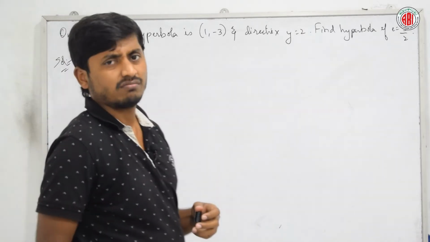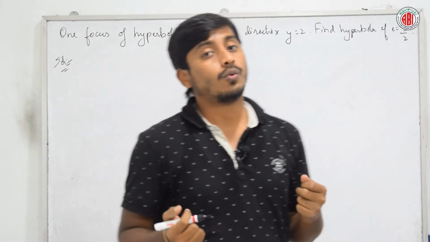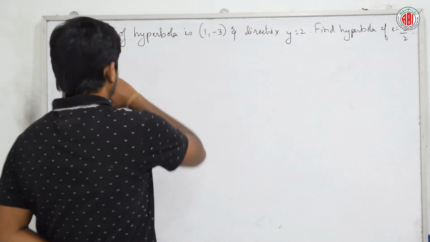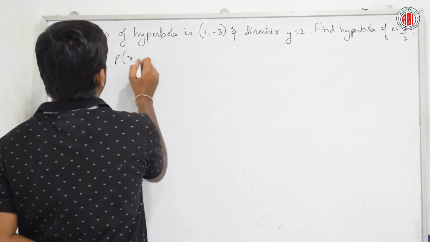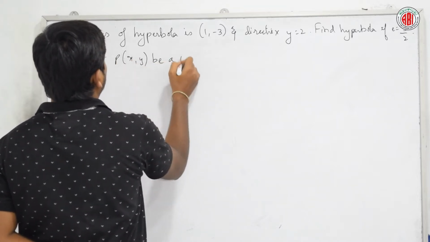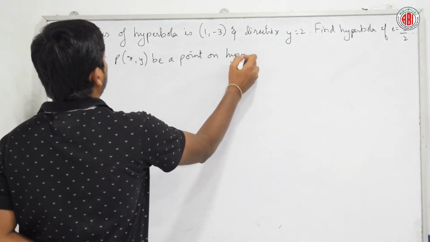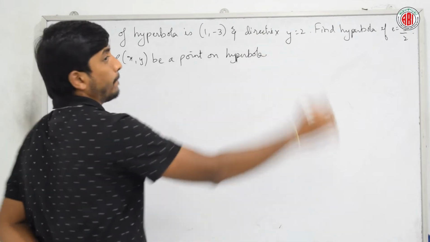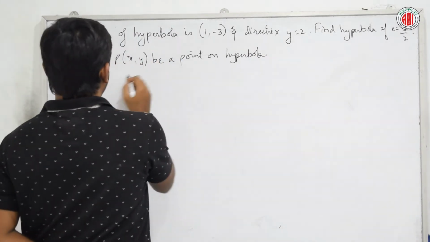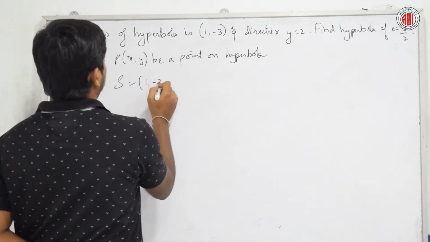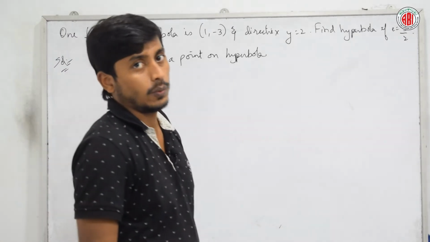Right. So we'll put it as SP by PM equal to E and simplify. What is P? P is a point on a hyperbola. Let P of x comma y be a point on the hyperbola. Okay, so what is given? The focus is given as (1, -3), and the directrix is given as y equal to 2.